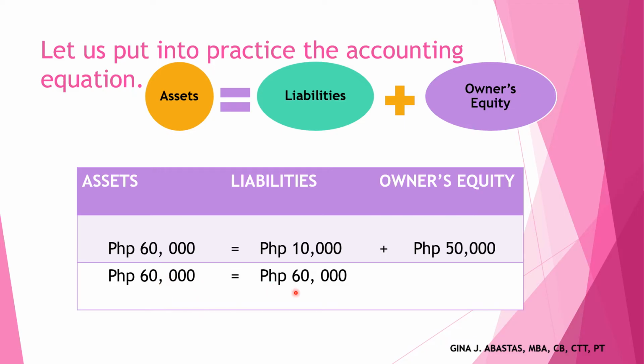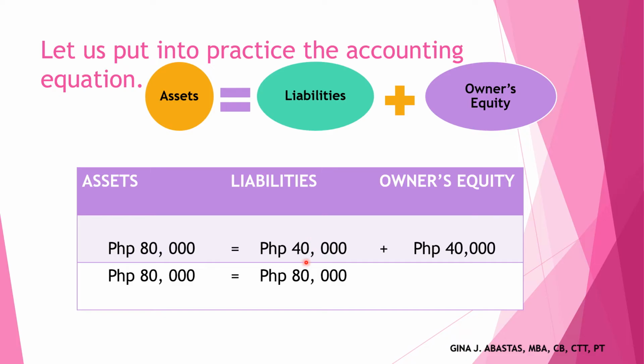So there is a balance equation. Given the assets of 80,000 and owner's equity of 40,000, then your liabilities is 80,000 minus 40,000. Liabilities is 40,000 pesos. So again, assets 80,000, owner's equity 40,000. To get a balanced equation, liabilities should be 40,000.